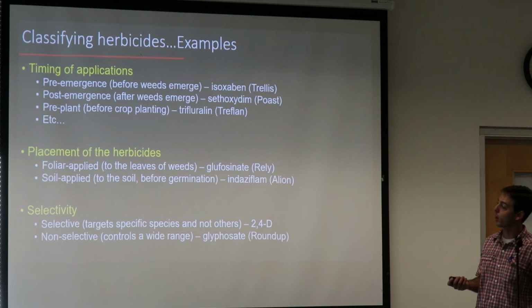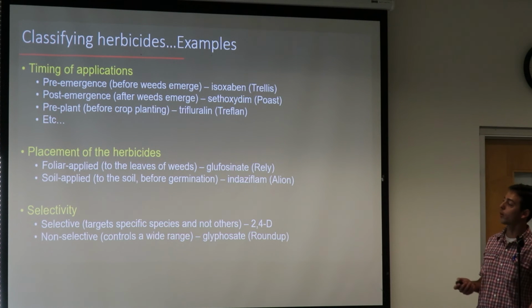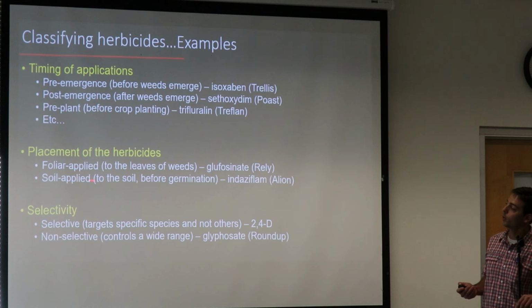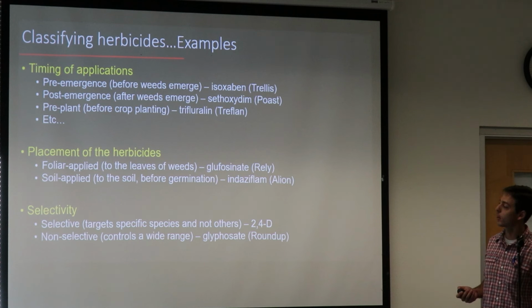And herbicides might also be different in terms of placement. We have foliar applied herbicides and soil applied herbicides. This is a little bit different from the previous classification because the classification can overlap. I can have a foliar applied herbicide that will also have pre-emergence activity. Well, soil applied herbicides will not have post-emergence activity.